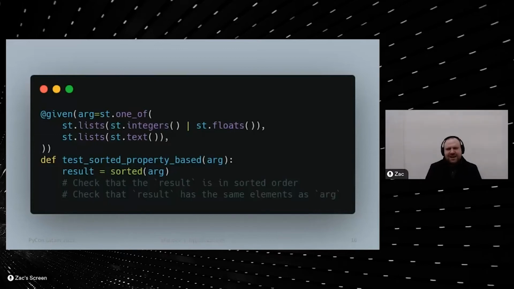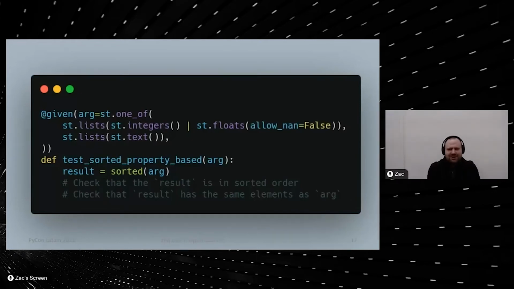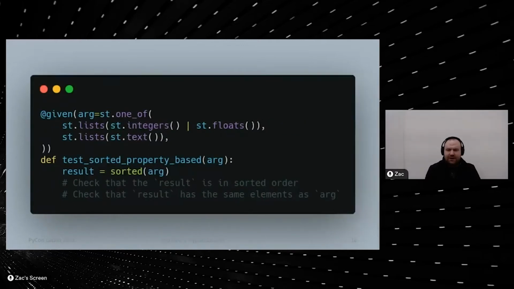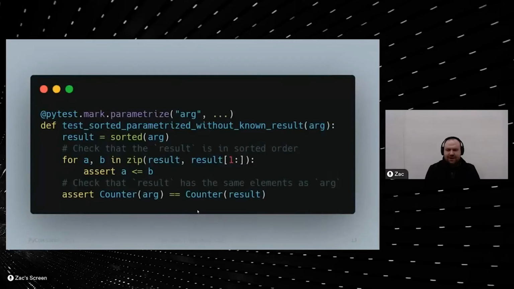Well, it turns out that this test will actually fail, because Hypothesis will generate not a number. And not a number is a special floating point value which compares unequal, no matter what the comparison is, to anything else. So when we go back through and we do this comparison that A is less than or equal to B, if one of those is not a number, this assertion will fail.